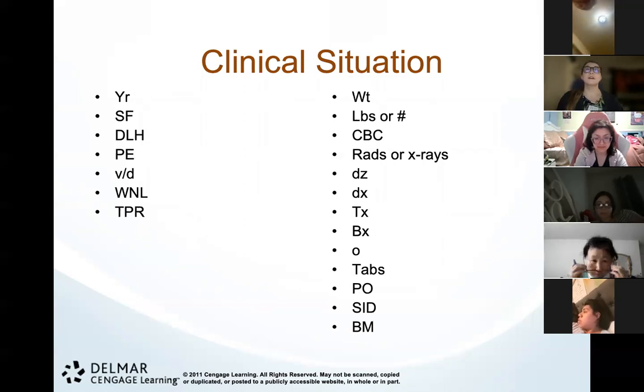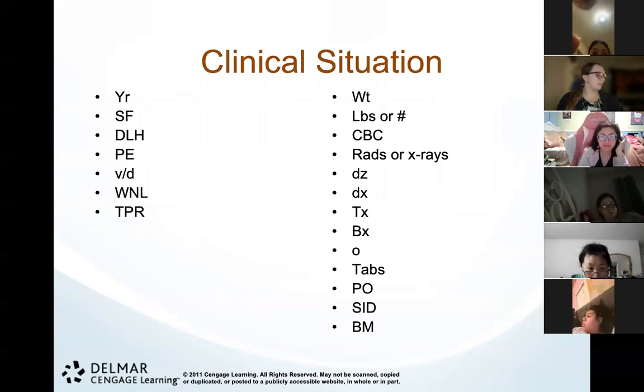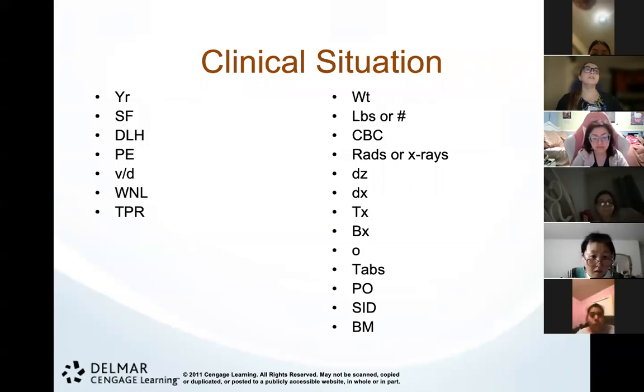So if we're doing the physical exam, what do we think YR would stand for when we're talking about our patient? Yeah, YR is the abbreviation for year. So we're talking about the patient's age. Absolutely. What about SF? When you see SF in the patient chart, this is talking about a female. Yep, so SF. Absolutely, yep. So SF is our spayed female.